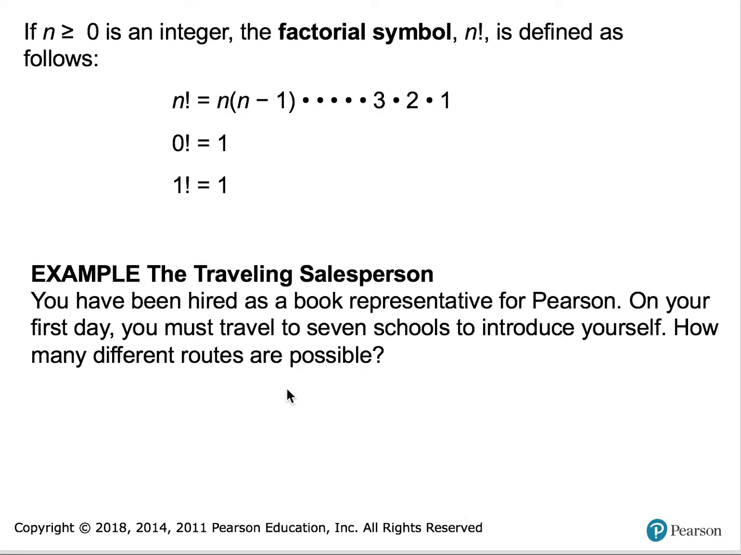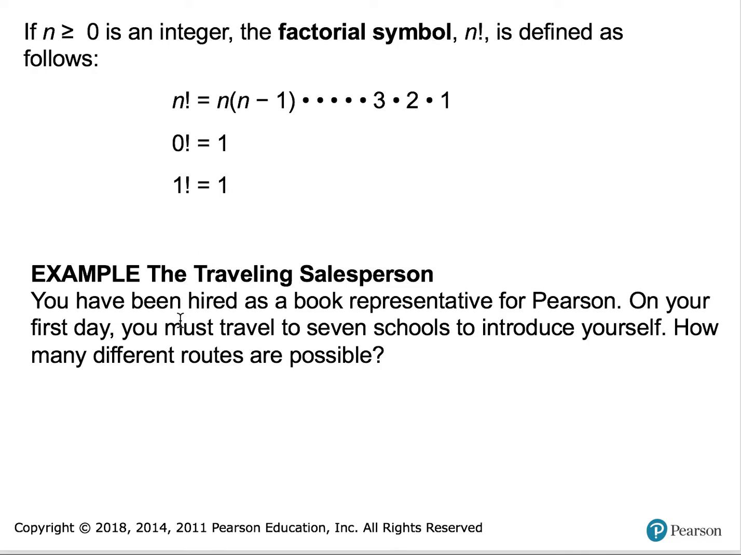Okay, if n is greater than or equal to 0, then the factorial symbol, which is an exclamation mark, so we'd say n factorial, is defined as follows. And this is n times n minus 1, dot, dot, dot. So in other words, if n is 10, this would be 10 times 9 times 8 times 7 times 6 times 5, all the way to 1. Okay, 0 factorial is just understood to be 1. How many ways can you get $0? 1, you don't get anything, right? And 1 factorial, of course, is 1 because we're already down at 1.